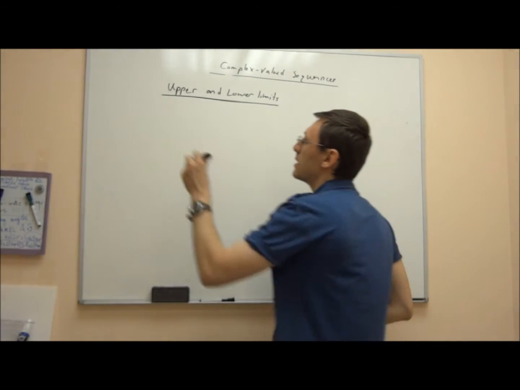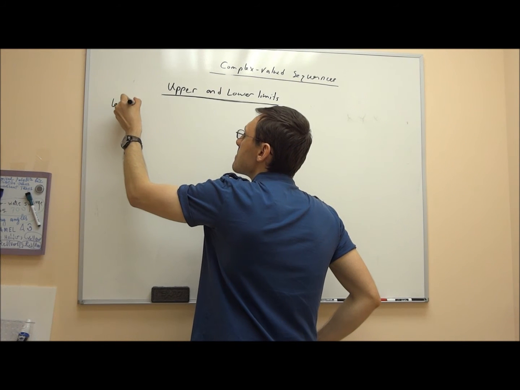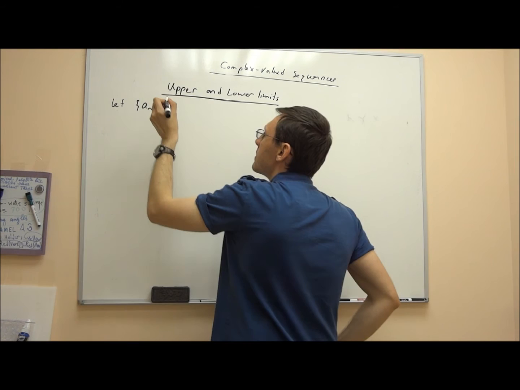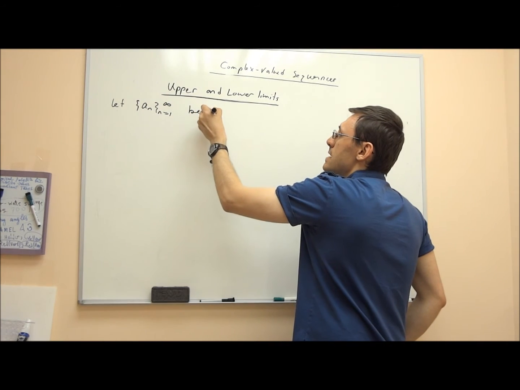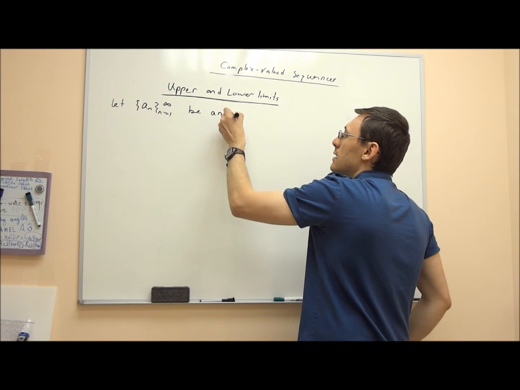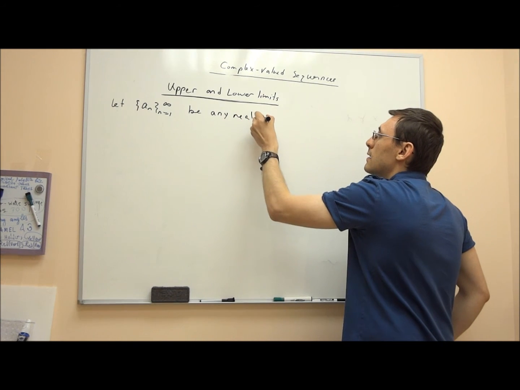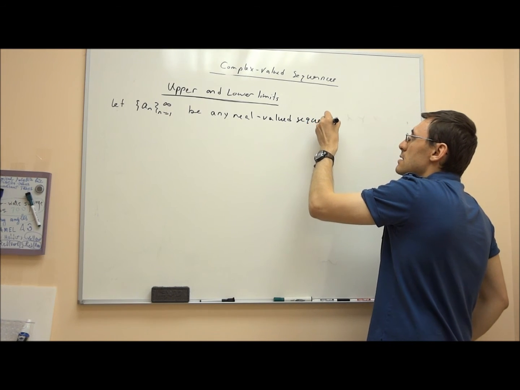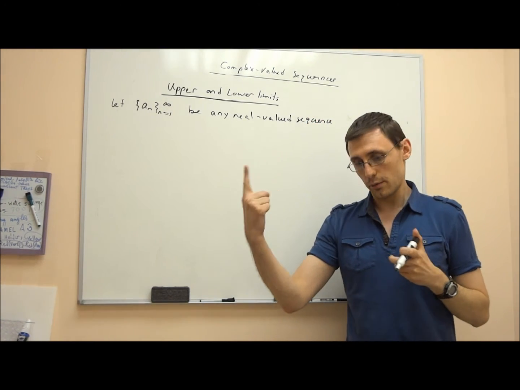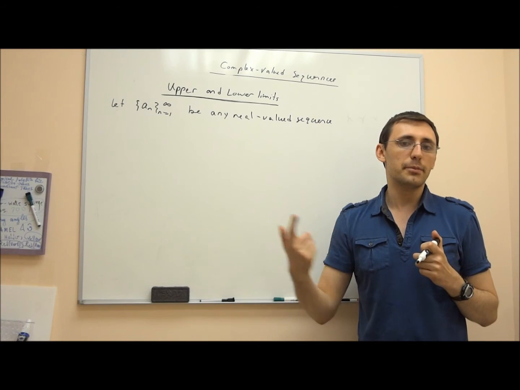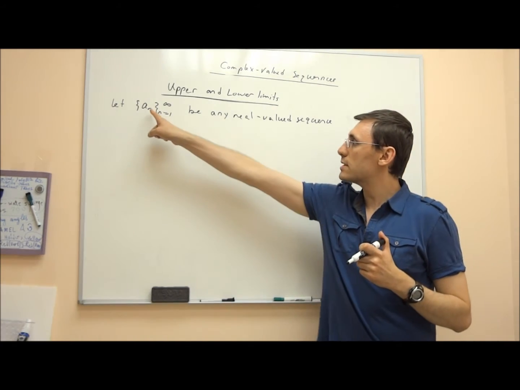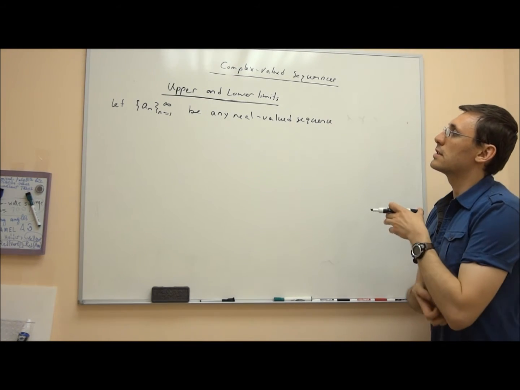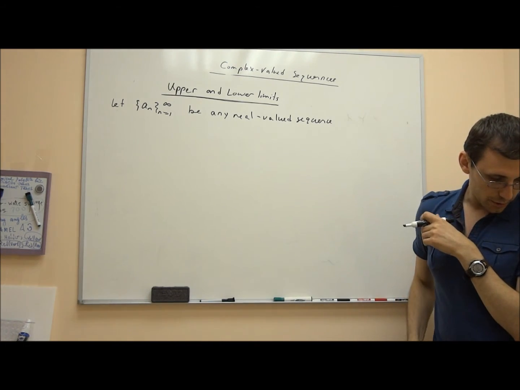So let a_n be any real valued sequence. So the numbers a1 is a real number, a2 is a real number, a3 is a real number, etc. All those numbers are real numbers. Okay, just any sequence. Let's see what we can extract about it.